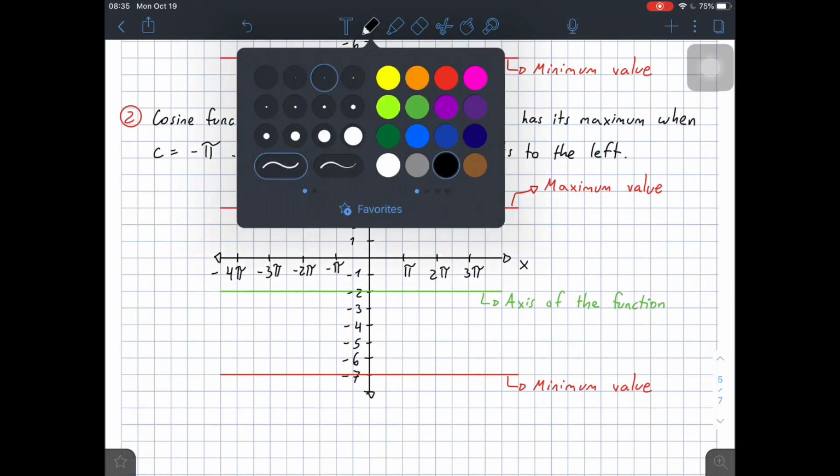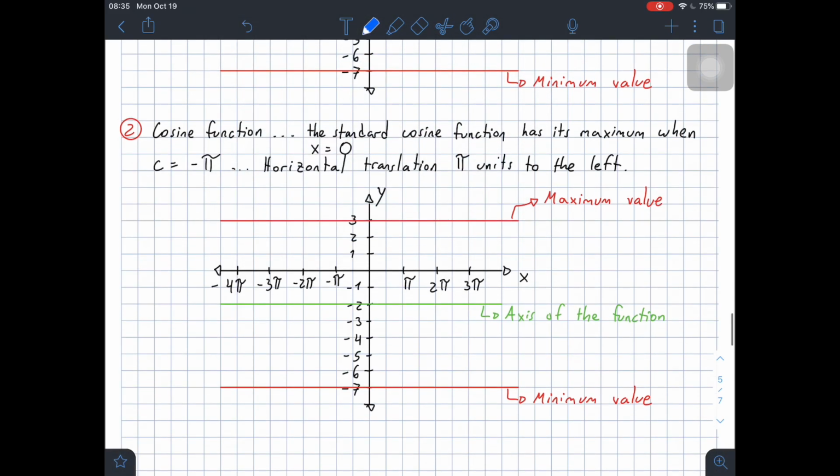If we know that a standard cosine function has its maximum when x is equal to 0, we wouldn't have to mark this point over here, right? But since there is a horizontal translation, pi units to the left, then I will move pi units to the left, and this is where my original or starting point would be. That's why this is useful to identify, right? So this is a known point of the graph, which, by the way, is a maximum point.